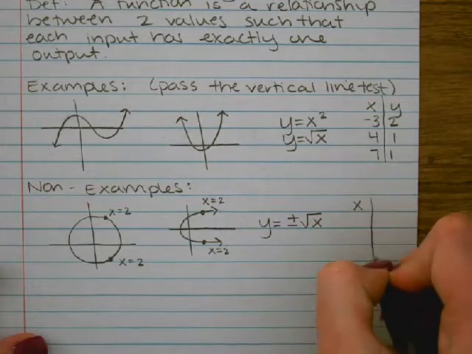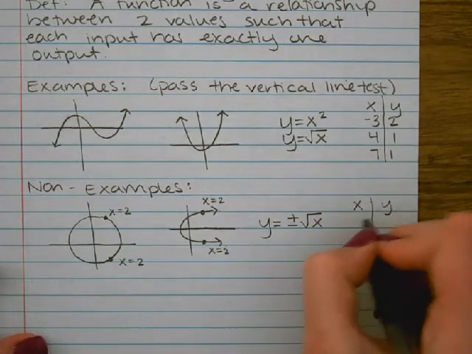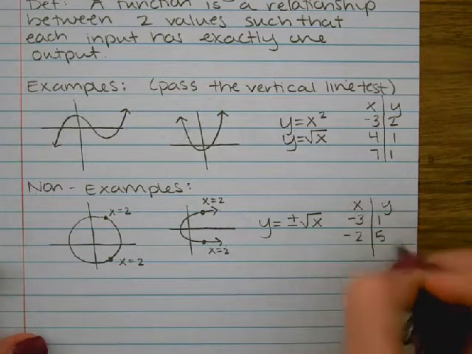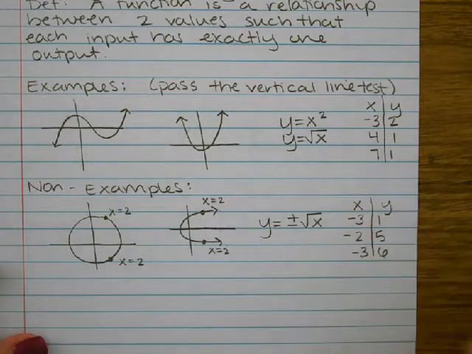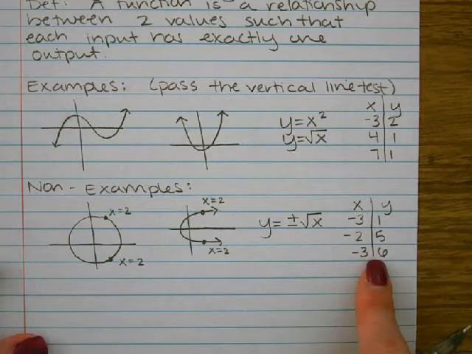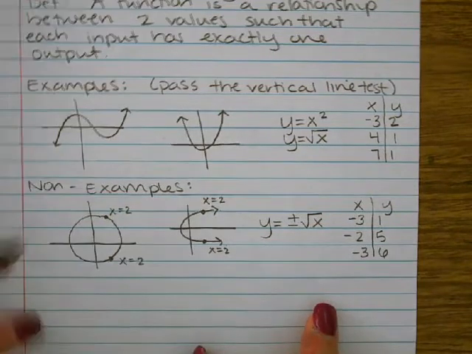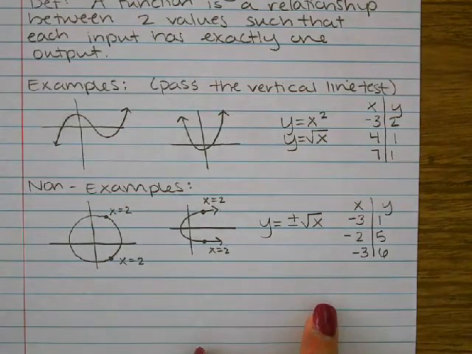Another example here, we could look at a table. Let's say we plug in -3, we get 1, then we plug in -2 and we get 5, and then we plug in -3 and we get 6. Again, this is not a function because our output is not predictable. I could get 1 or I could get 6 for plugging in -3, and I'm not sure which one I'm going to get. Right? So that's the difference between a function and something that is not a function.